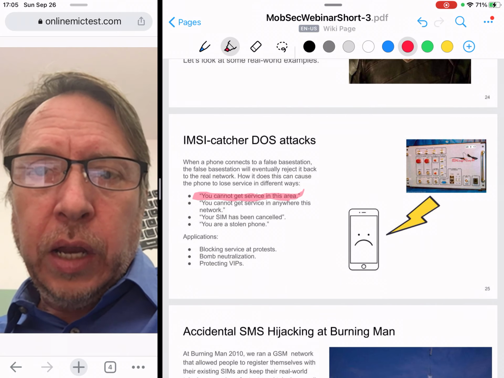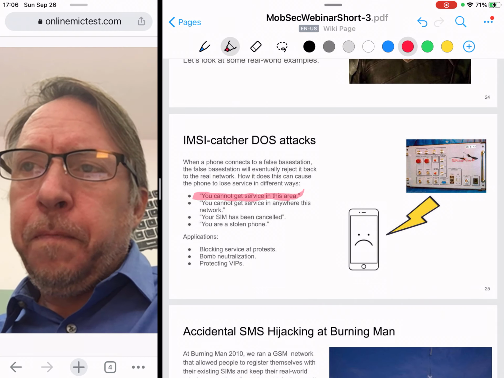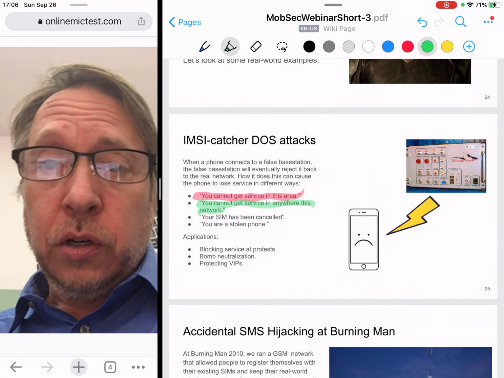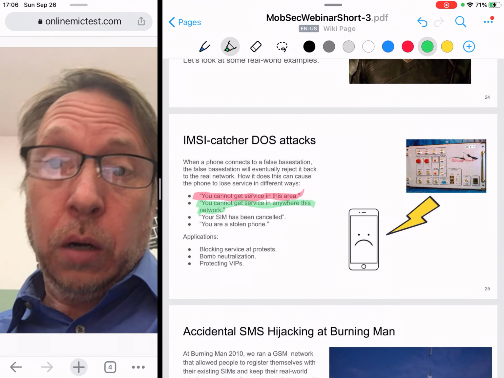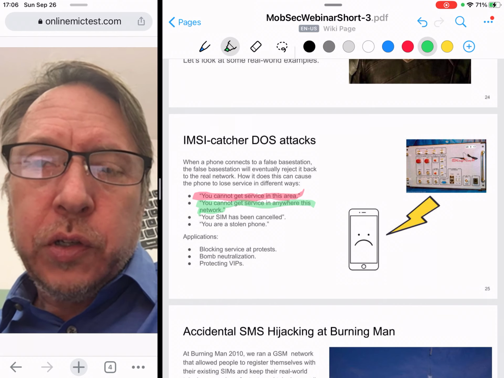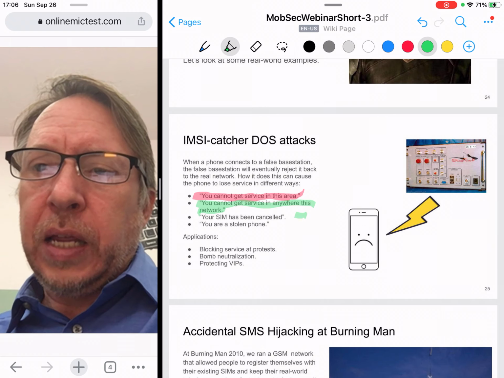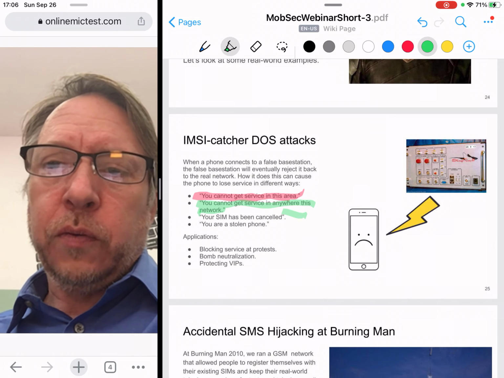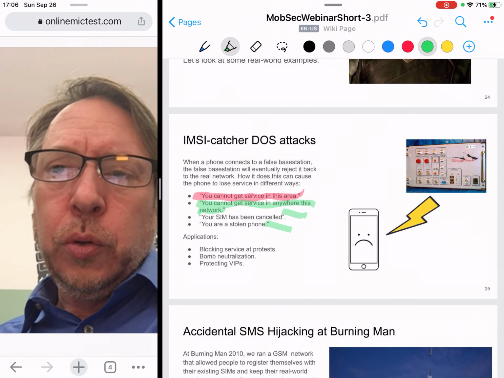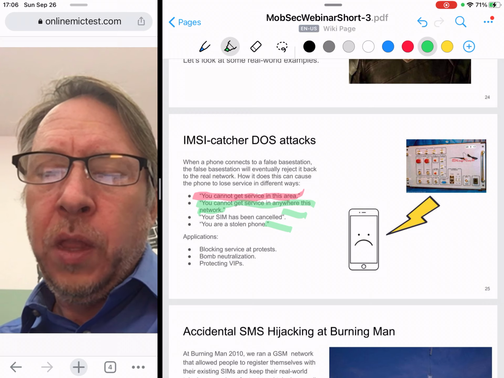We can expand that by saying you can't get service anywhere in this network. So for example, you can't get service anywhere in the AT&T 3G network. And the phone won't have service anymore. It's that simple. Another good answer is your SIM has been canceled. And the most powerful of all is you are a stolen phone. Now, for the last two things, really the only option you have for the phone to be usable anymore is to remove the SIM from the phone, power down the phone, and reinsert the SIM. At least that's the case with most phones.